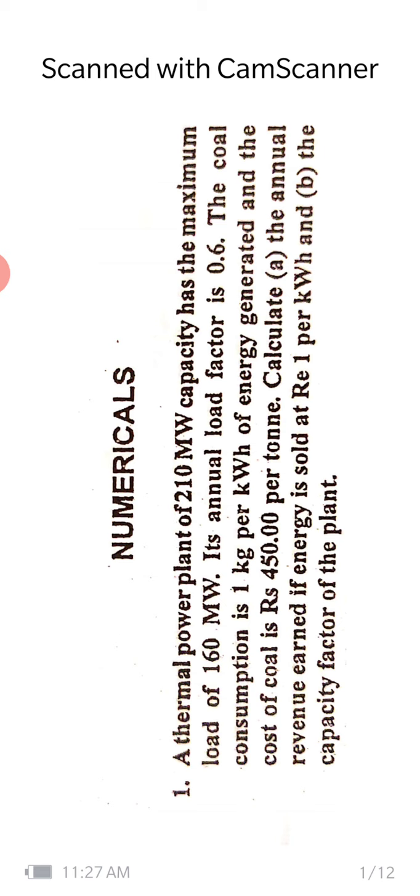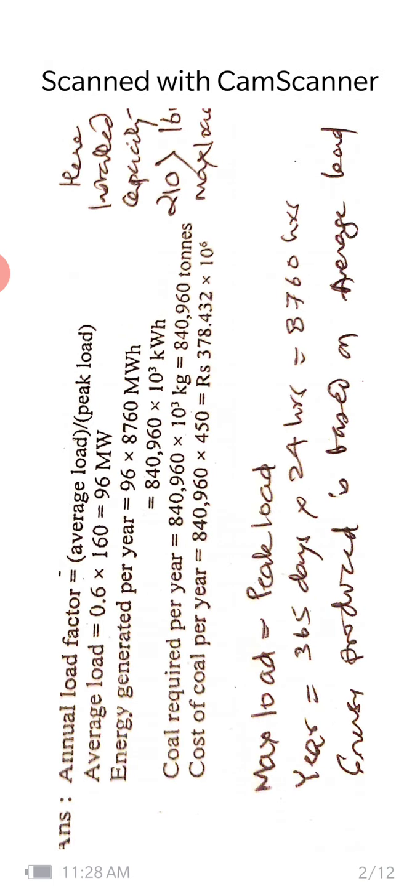You have to understand that annual revenue he has asked. Annual revenue means per year. In 1 year there are 365 days, and if you multiply with 24 hours it becomes 8760 hours. One thing, because now you have to calculate per hour. Now we will see here. So maximum load is equal to the peak load, whatever he has given. And 1 year is equal to 365 days into 24 hours, that is 8760 hours.